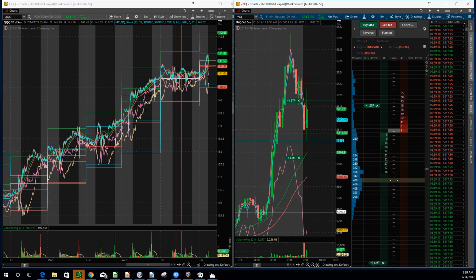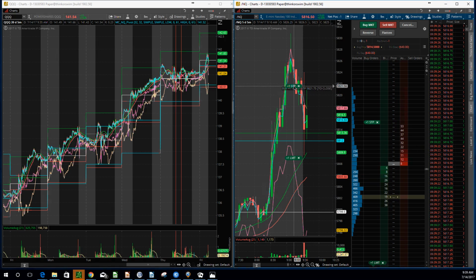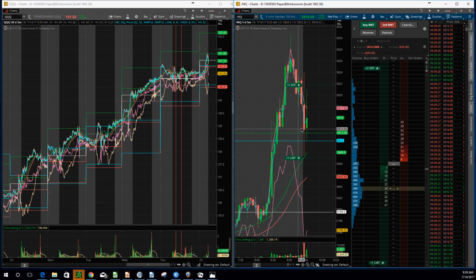But I don't expect this really to work. And look there, we're about ready to get stopped out already. I can move this up a couple points. Really, if I was live trading this, I would put my stop a couple points above, just above that high right there.